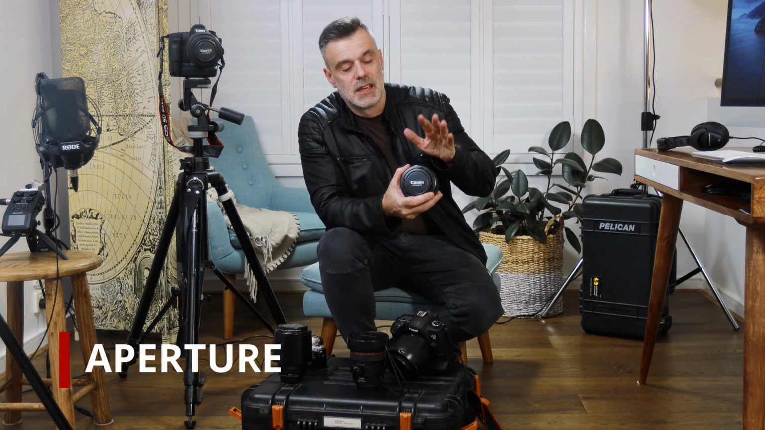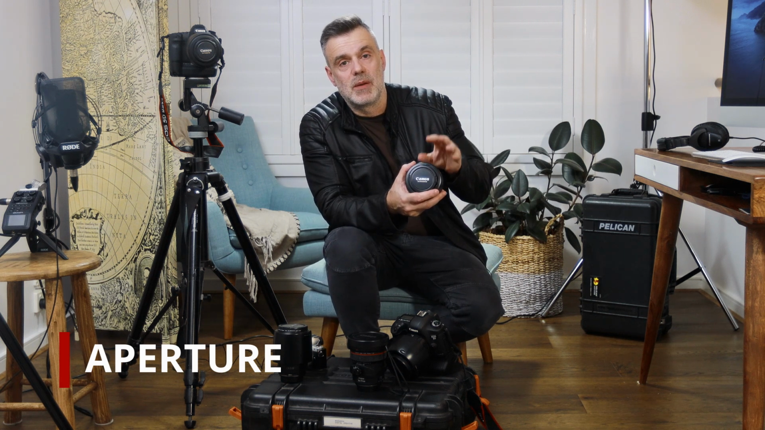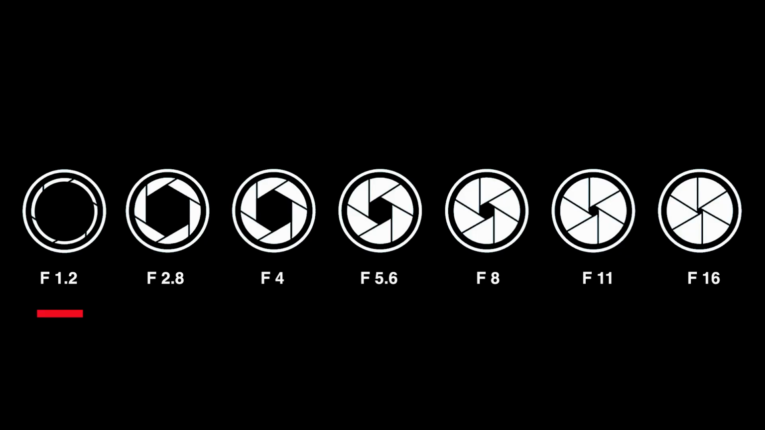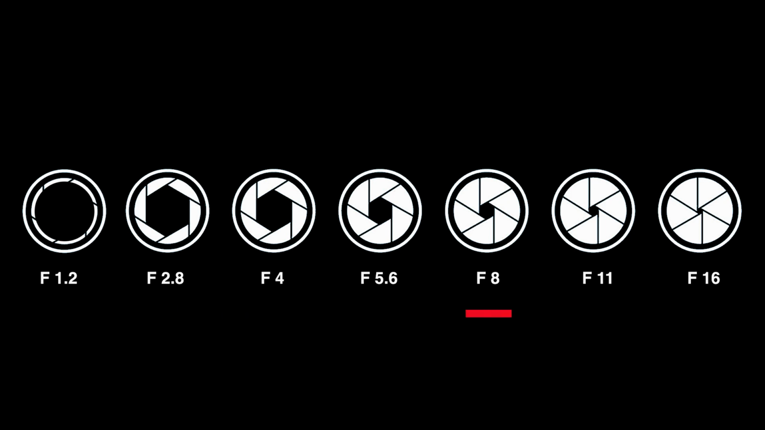The next setting to be aware of is your aperture. The aperture refers to the amount of light that you're allowing in the lens. So for example, if I take this 50mm 1.2 lens, it has an aperture range from 1.2 to f16. At 1.2, the aperture is fully open, which means it allows the most amount of light through the lens to pass through to the sensor. And at 16, it has the smallest aperture, which allows only a minimal amount of light.